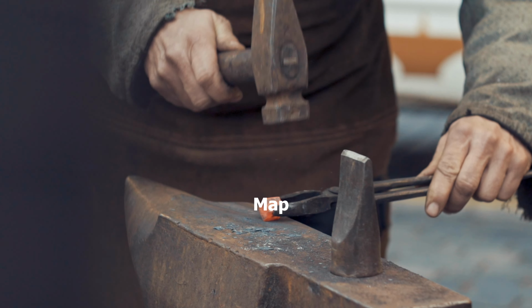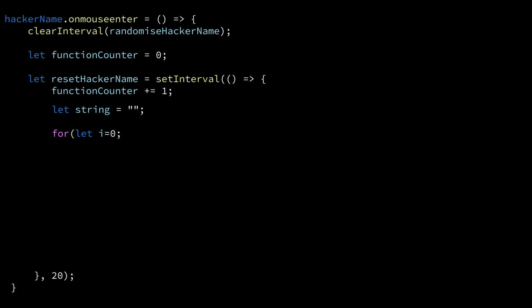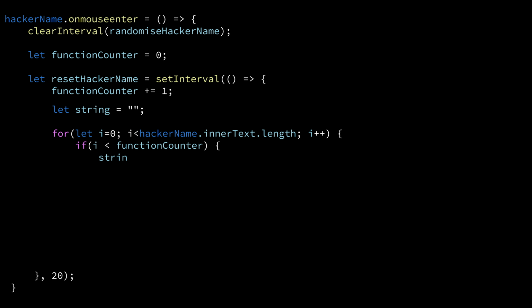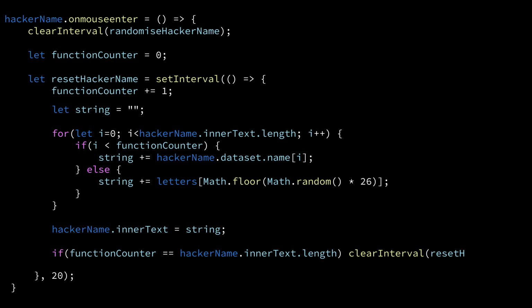Now, in this new function, I could use the same split, map, join method from earlier, and modify the map function to turn the text back to my name. But I'm a hacker, and I like to flex my coding prowess, so let's use a for loop this time instead. Every time the function is called, I'll start with an empty string and then create a loop that runs for a number of times equal to the length of my name. If the current iteration of the loop is less than the number of times the function has run, I'll add a letter of my name to the string, otherwise I'll add a random letter. Then at the end of the loop, I will set the text to this string, and once my name has been revealed, I can stop calling the function.